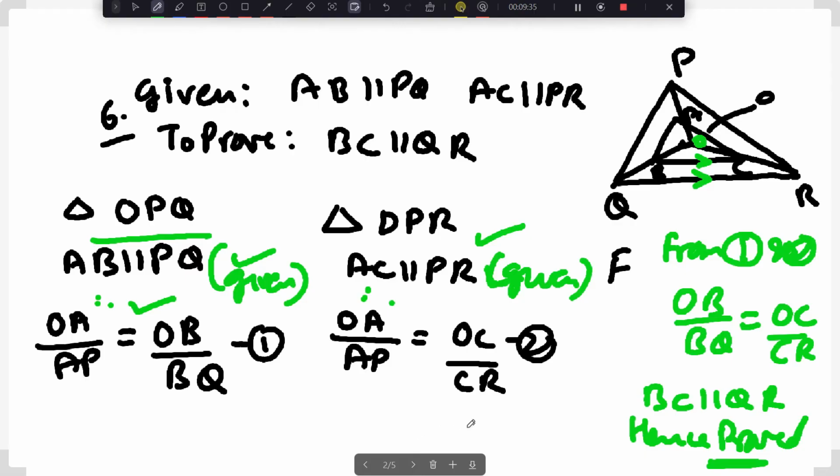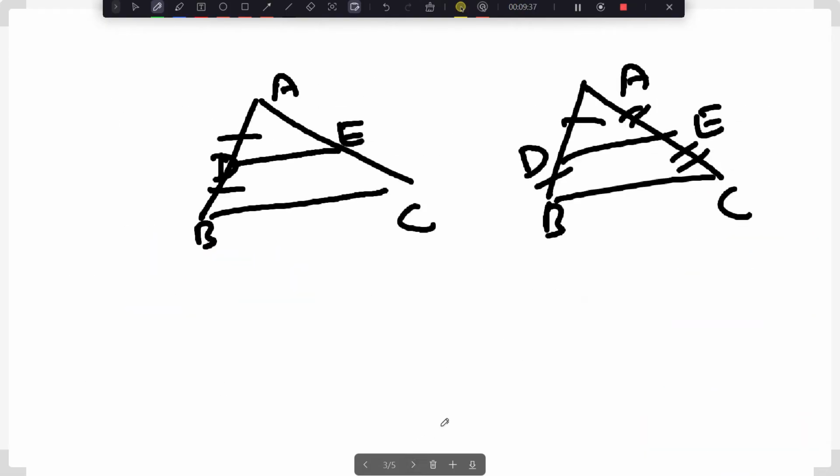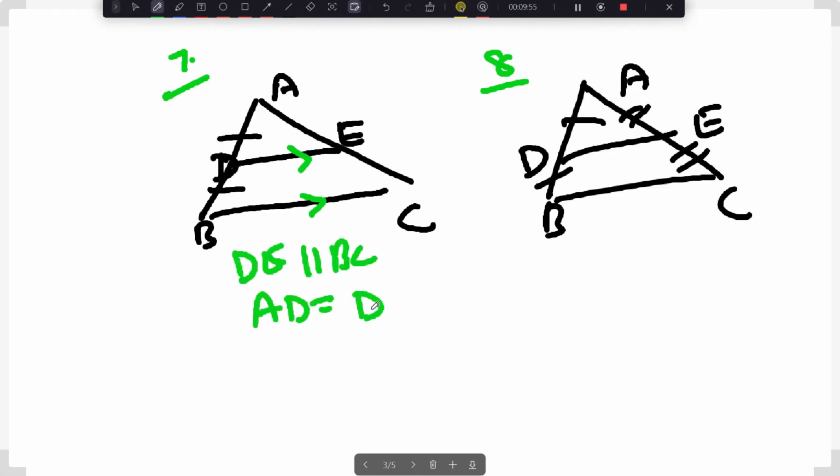We are flying through these questions, right? Let's look at these two questions. I'm going to solve them together. This is question number 7 and this is question number 8. What does question number 7 say? Question number 7 says that DE is parallel to BC and AD equal to DB. Basically, it is bisecting this side.